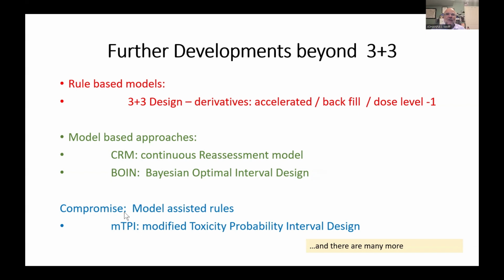More recently, there are compromises. There are model-assisted rule-based designs. They basically have a table very similar to 3+3 tables in the protocol, which tell you with how many patients, how many DLTs you go up, you stay, or you go down, or you eliminate a dose level. Commonly used among those is the modified toxicity probability interval design, mTPI. And then there are many more. So look at them, talk to other people before you make a decision. But 3+3 design is still, even today, a solid way of going.